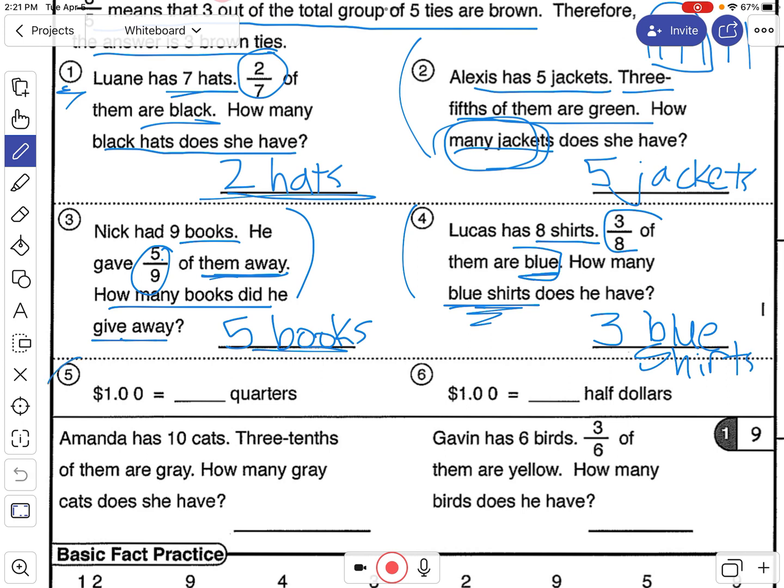Okay, number 5. See if you can pause the video and write how many quarters there are in a dollar. All right, you should have already done this and guessed at least. 4 quarters make a dollar. 25, 50, 75, $1. Now pause the video and write how many half dollars there are in a dollar. Okay, I bet some of you wrote 50. There's not 50 half dollars, they're worth 50 cents, but how many 50 cents are there in a dollar? There's 2 half dollars that make up a dollar.